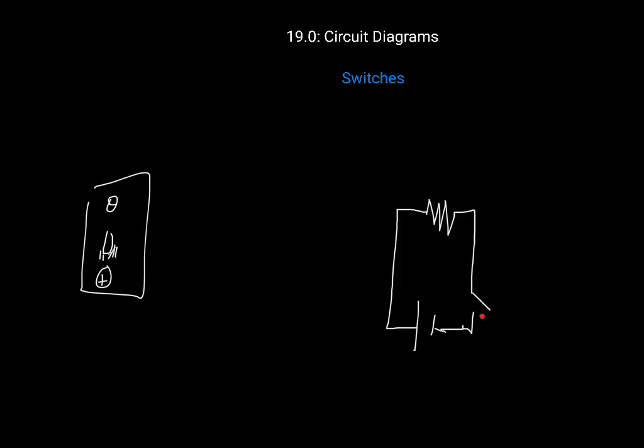That means that we could theoretically throw this switch, we could close this switch, and then our electrons would be able to, actually our electrons go the other way, our electrons would be able to travel through the circuit. But when it's open like this, it is not able to have a current flowing through our circuit. So this is how we draw switches in circuits.